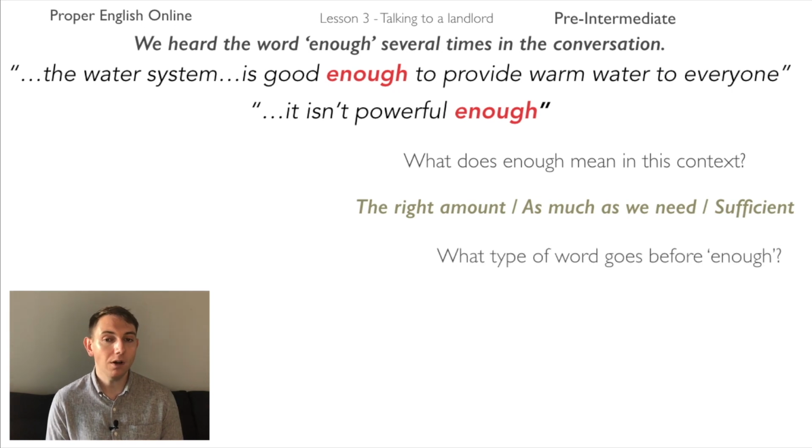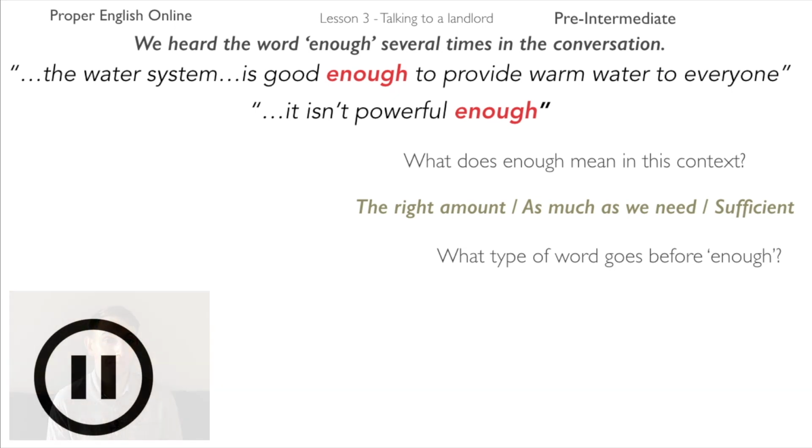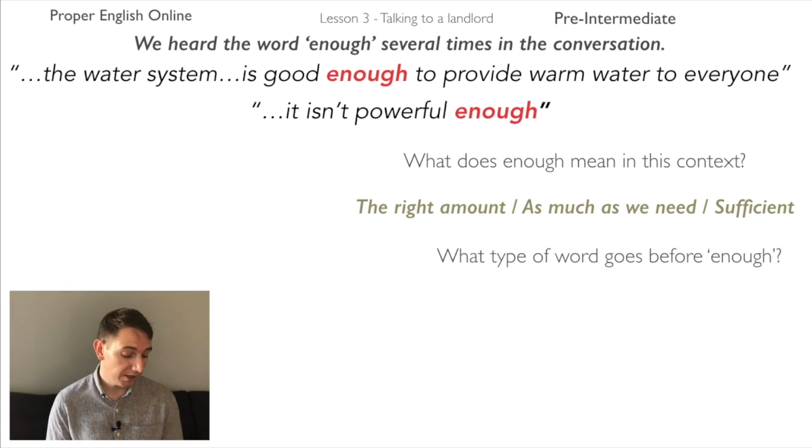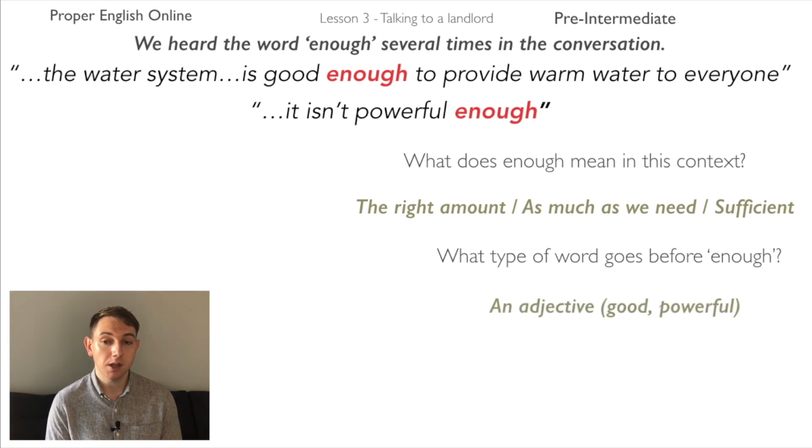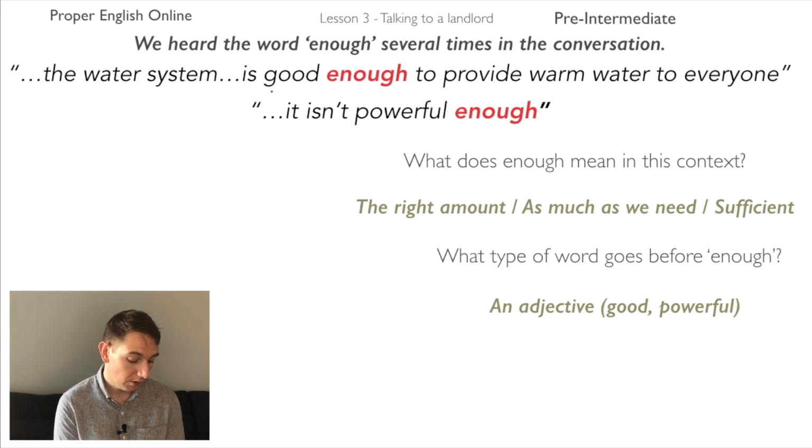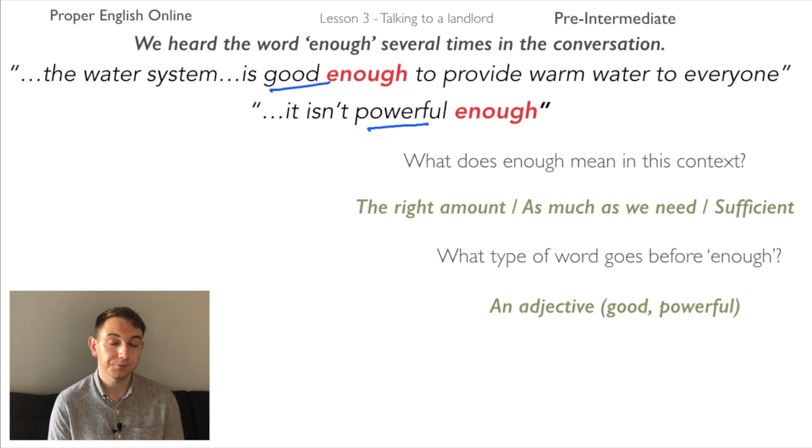So in this case, what type of word goes before enough? Pause this video and think. Okay, we can see here, can't we? It's good and powerful, and these are adjectives, right? So we put an adjective in front of enough, in this case good or powerful goes before enough.